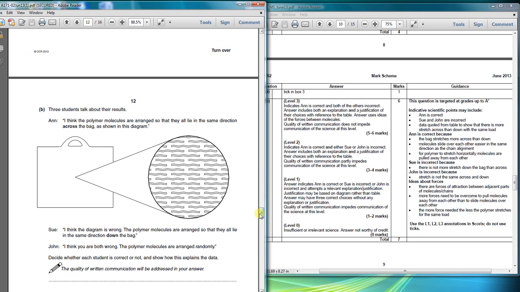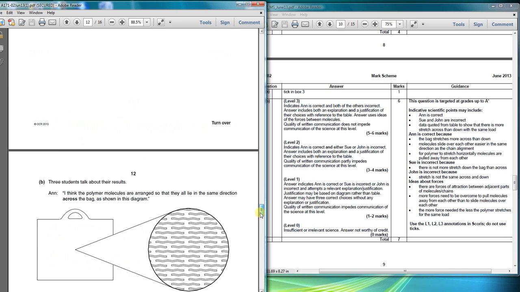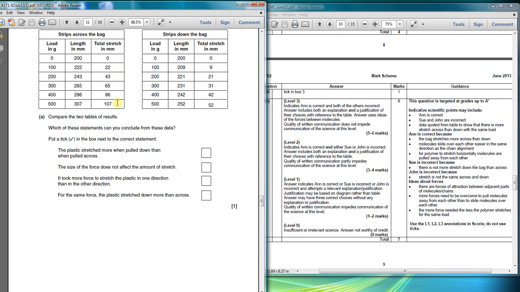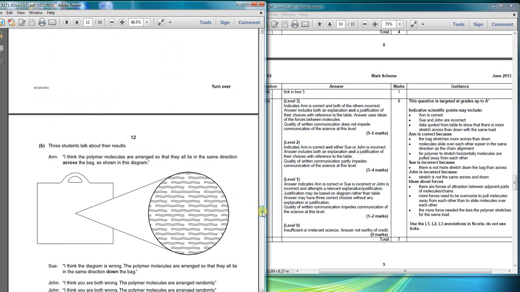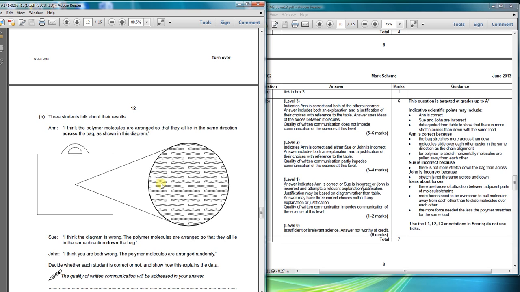So the key bit of science deciding between Anne and Sue is over here in the mark scheme. More force is needed to pull the molecules away from each other than to slide the molecules over each other. So to slide them in a lengthways direction, you need less force than you do to pull them apart from each other. So assuming that this diagram is right, then if less force is needed to slide than to pull them apart, that would be correct, because in our table less force is needed to stretch the bag across than is needed to stretch it down, and that fits with our diagram. Less force is needed to slide the molecules than to pull them apart. So because of this, Anne must be correct.